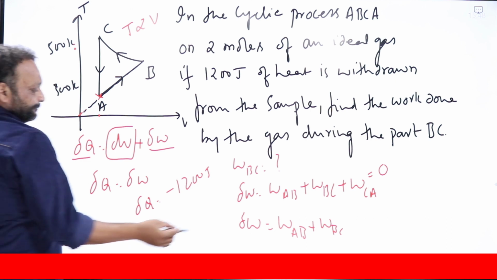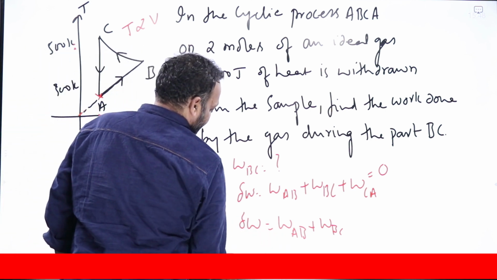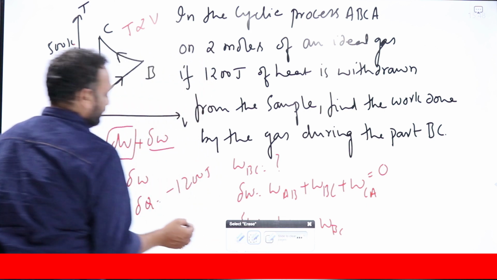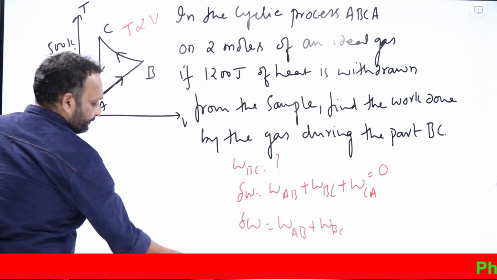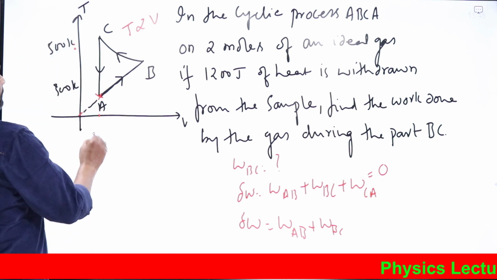For an ideal gas, the general formula is what? PV equals nRT.